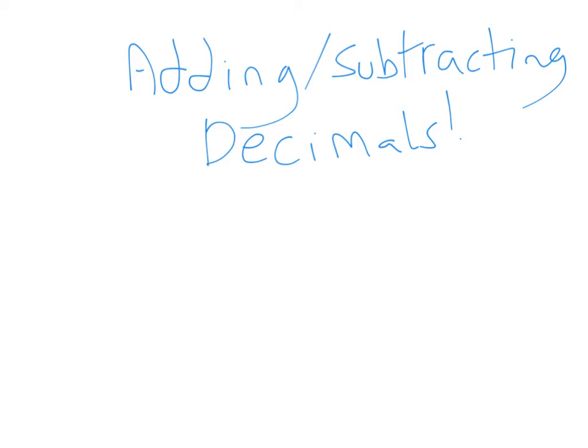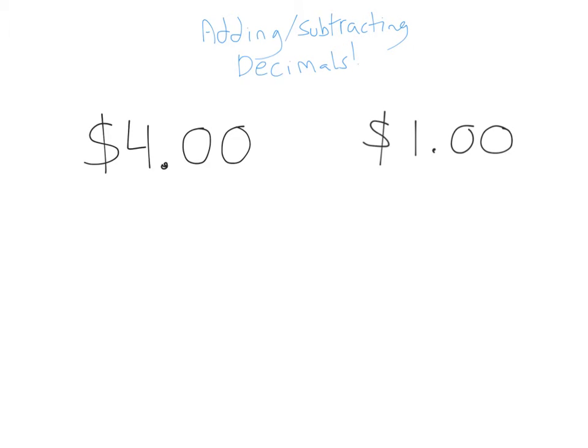In this video, we're going to look at adding and subtracting decimal numbers. The easiest way to think about decimal numbers is prices. So if I said I want to buy something that costs $4 and something that costs $1, how much am I going to spend in total? $4 plus $1 is obviously $5. So that makes it really visual if we think, okay, $4 plus $1.